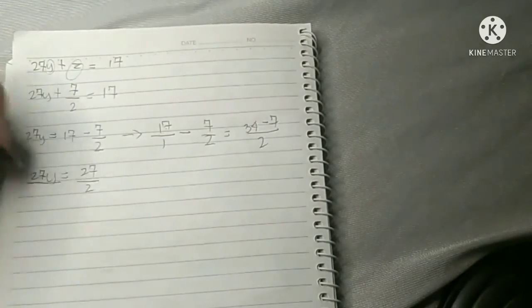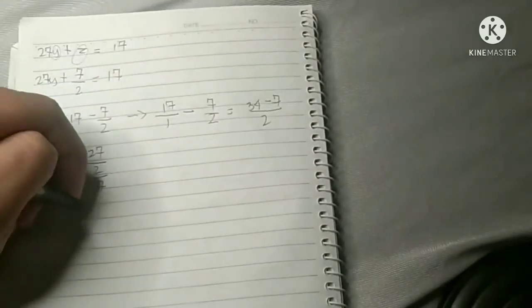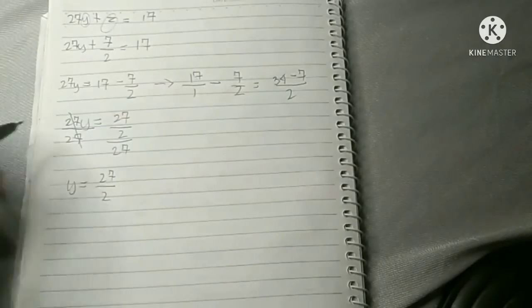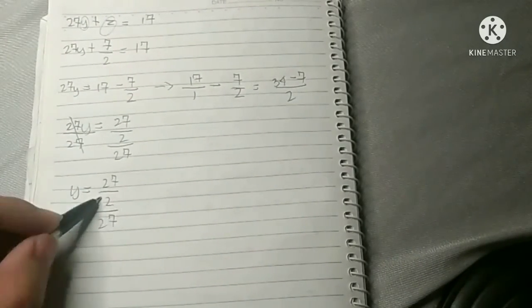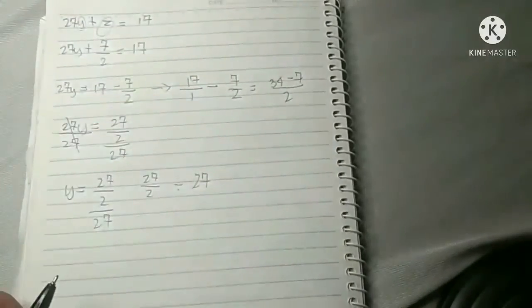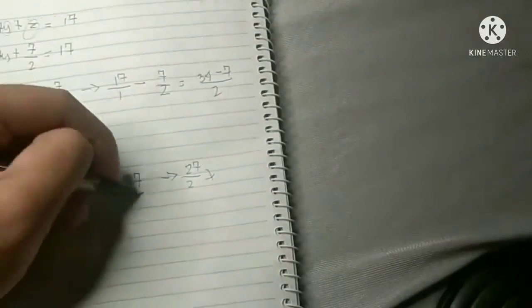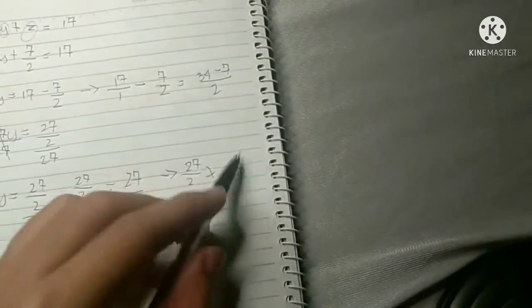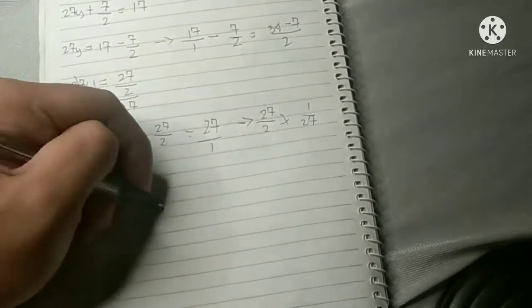So to find our y, let's cancel out. Y equals to, divide both sides by 27. So y equals to 27 over 2 over 27. So to find our y, let's divide 27 over 2 by 27. So we will multiply 27 over 2 by the reciprocal of 27 over 1, and that is 1 over 27. And we will get y equals to 27 over 54, or y equals to 1/2.